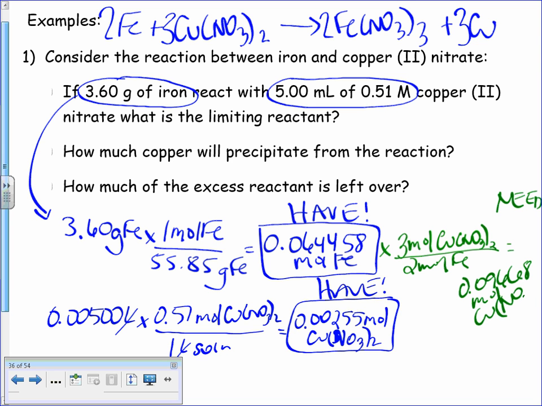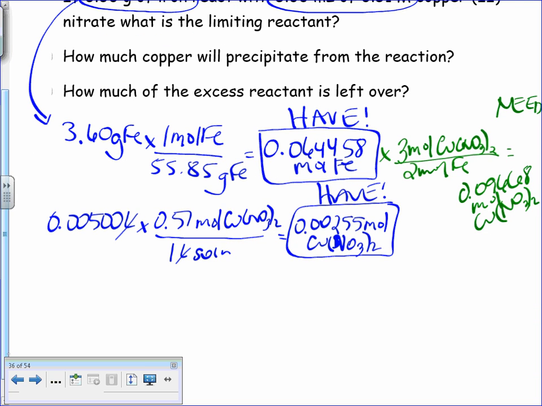I'm going to scroll the board up for you here. So we just figured out that if we have that amount of iron, we need all that copper 2 nitrate to fully react with that amount of iron. So that's how much I need. Compare that need to how much you have of copper 2 nitrate. You need a ton. You only got 0.00255, right? So what conclusion have you come to? It's going to run out. You need that much, you don't even have close to that. So who's your LR? That one, copper 2 nitrate.